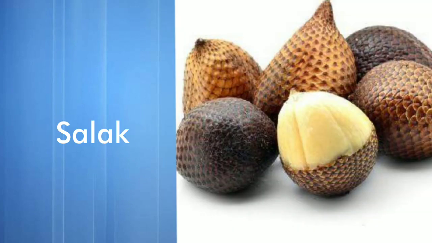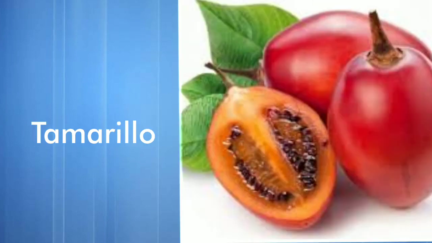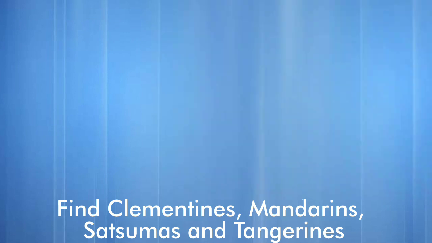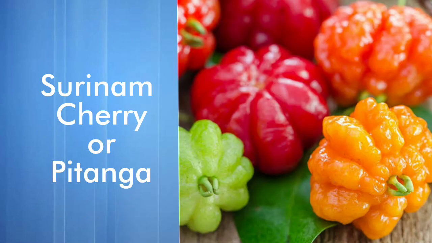Next we have salak. It's a salak. What is it? Next we have tamarillo. It's a tamarillo. What is it? Next we have orange. These are oranges. What are these? There are different varieties of oranges: clementines, mandarins, satsumas, and tangerines. You can find on Google.